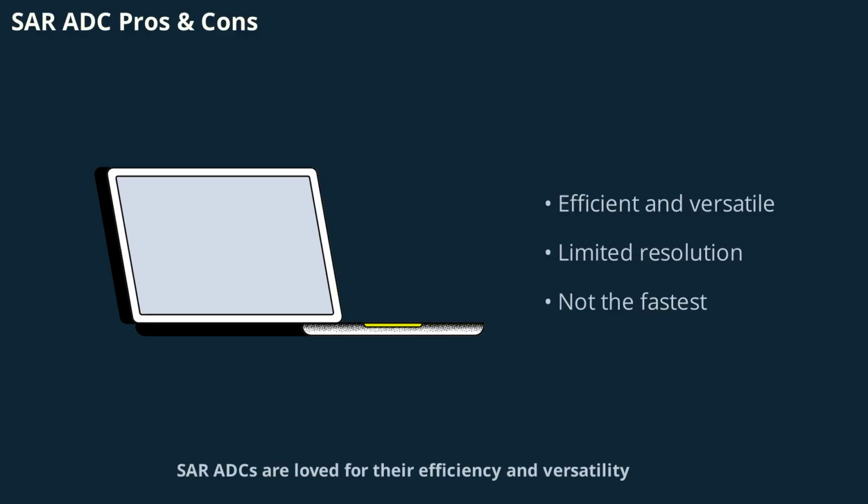SAR ADCs are loved for their efficiency and versatility. They're fast enough for most applications and don't drain much power. However, they're not the fastest option out there, and their resolution is usually limited to around 12 to 16 bits. For ultra-high-speed or ultra-high-resolution needs, other ADC types might be better. Still, for everyday electronics, SAR ADCs are a solid choice.